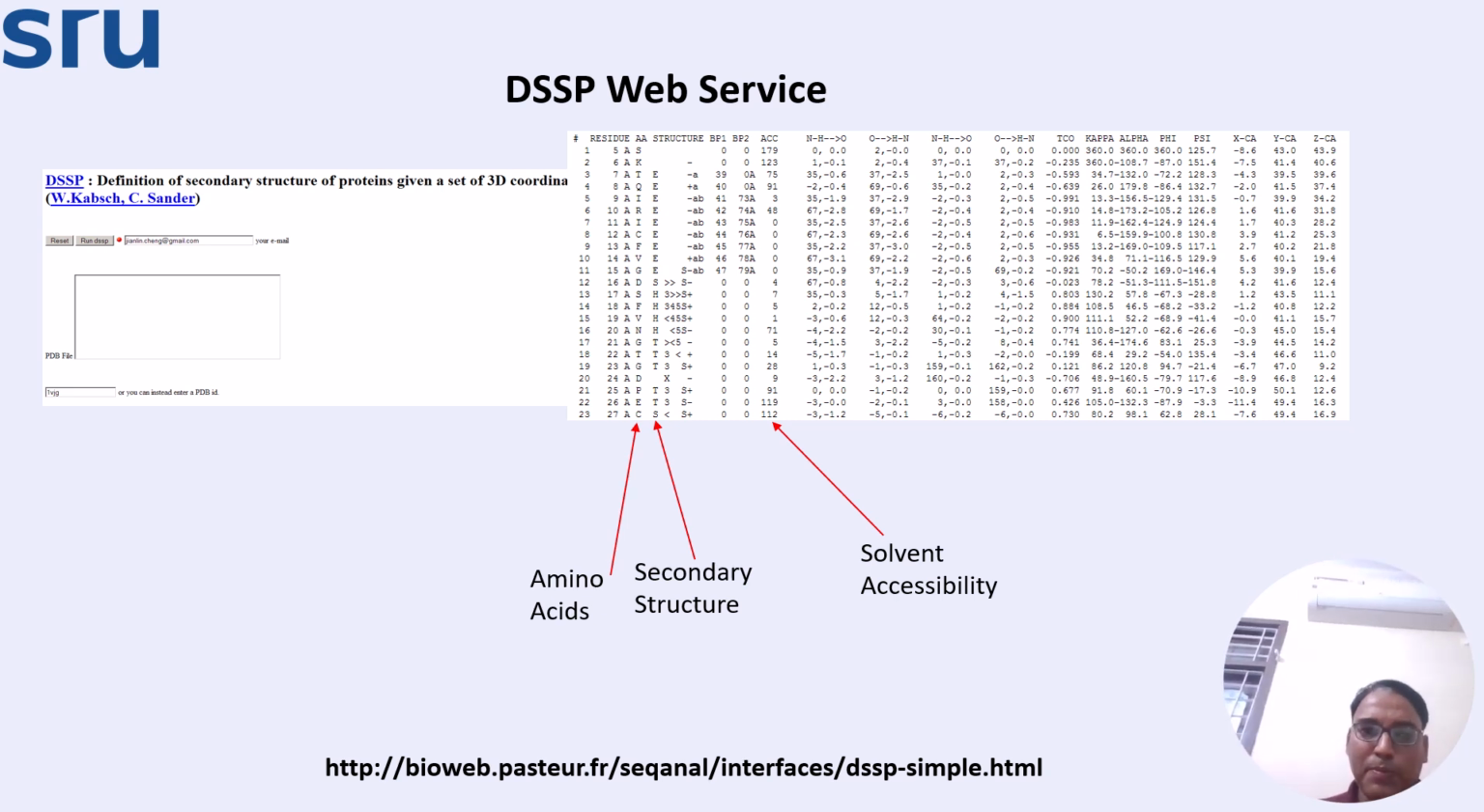See the DSSP part. If you check like this, you'll get the output like this. Along with secondary structure, solvent accessibility also turns up. What is the solvent accessibility part?